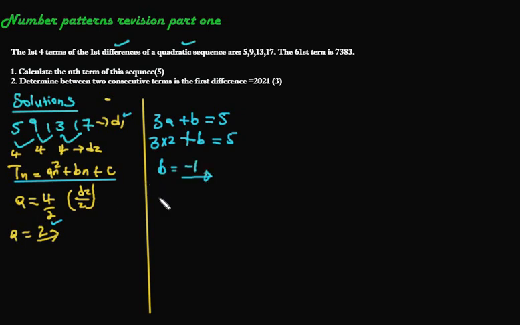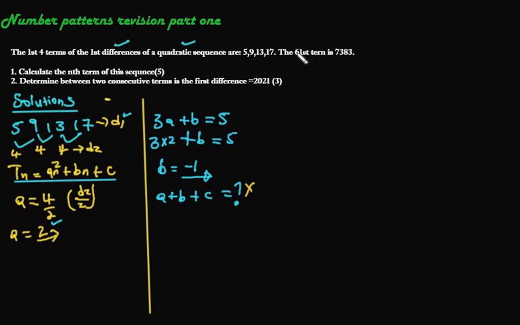Then lastly, A plus B plus C is equal to the very first term of the sequence. Do we have the very first term of the sequence? No, we don't. Meaning, this method is out. We can't use it. But what can we use? What other information do we have?